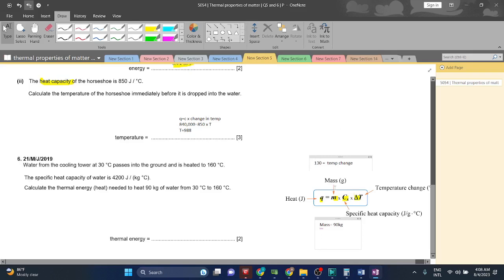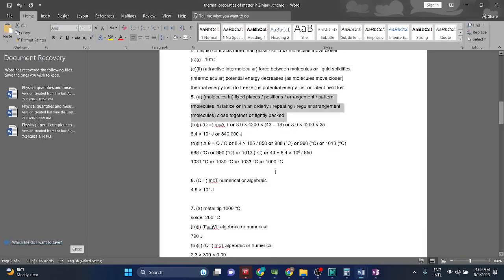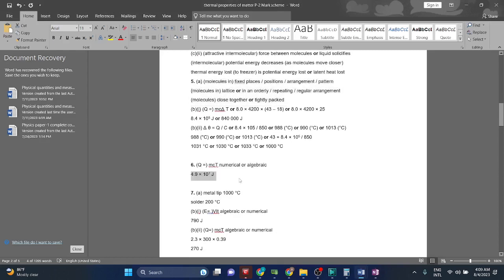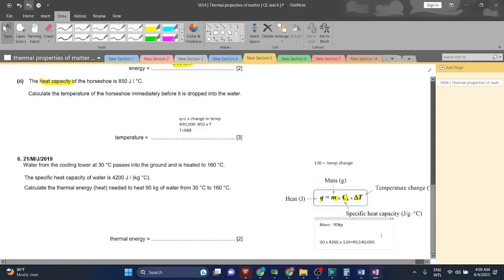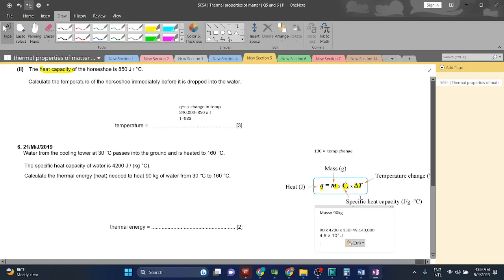अच्छा, let's apply the formula. So M will be 90 into specific heat capacity will be 4200 into delta T will be 130, which will give us an answer of 49 million, मतलब 4.9 into 10 raised to the power of 7. So let's check. This is the right answer. Yeah, that is the answer.